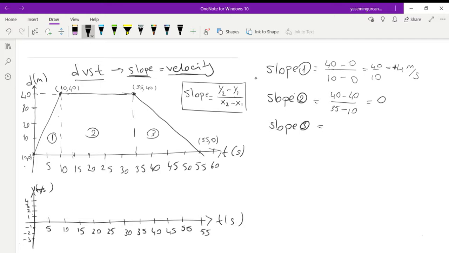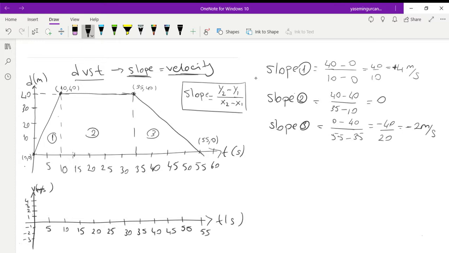Number 3 is from 35 seconds to 55 seconds. I'm going to use y2 as 0, because it went back to the original position where it started this whole motion. Its y1 is where it started this third region, which is 40. And x2 is 55, and x1 is 35 for the third region. So you have minus 40 divided by 20. Therefore, you have minus 2 meters per second.